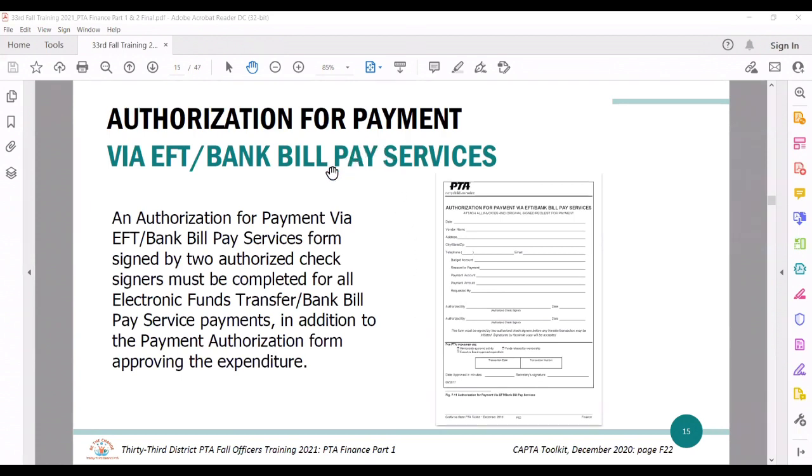We have an authorization for payment via electronic, and it's almost like a check. It requires the two signatures, two check signers. So president and treasurer, whoever the check signers are, and it must be filled out very much the same way as a check, with a date, who you're paying, what you're paying for, and any receipts that you have attached. So it's basically the same amount of paperwork as writing a check. It's just a different process. And you have to do this form in addition to the payment authorization.